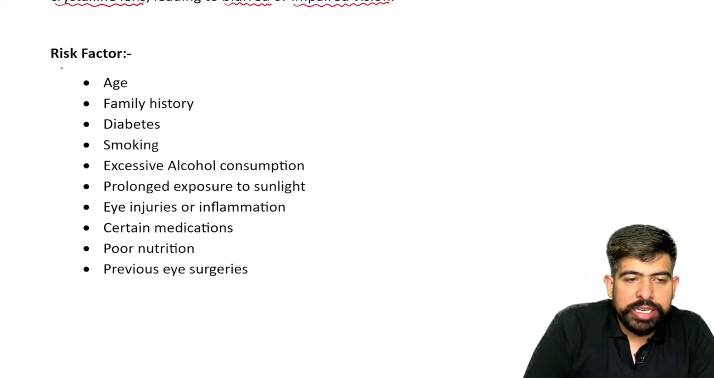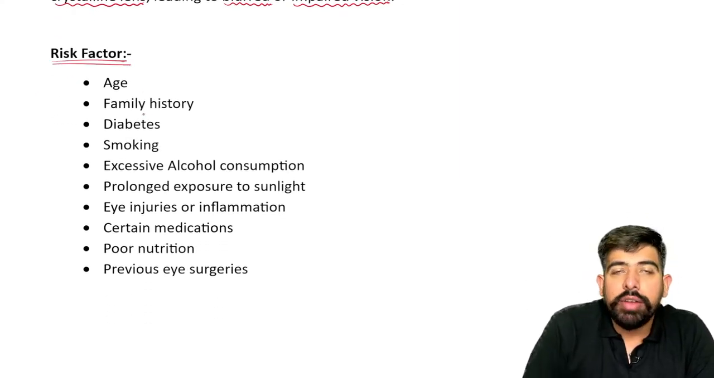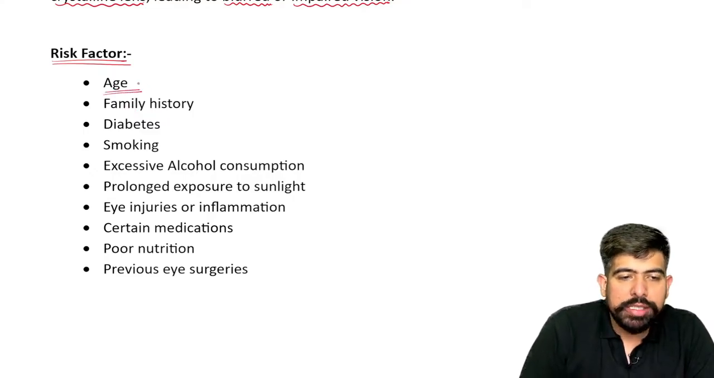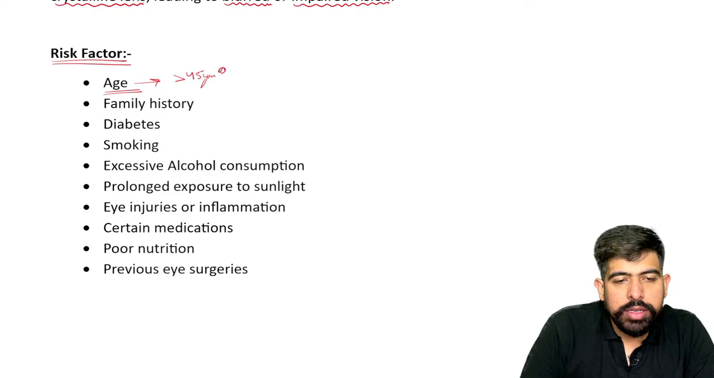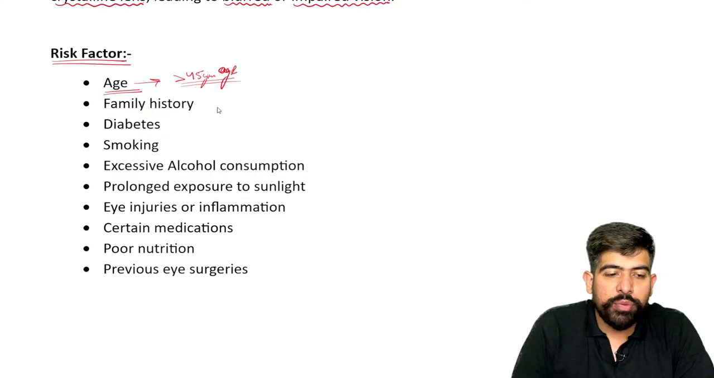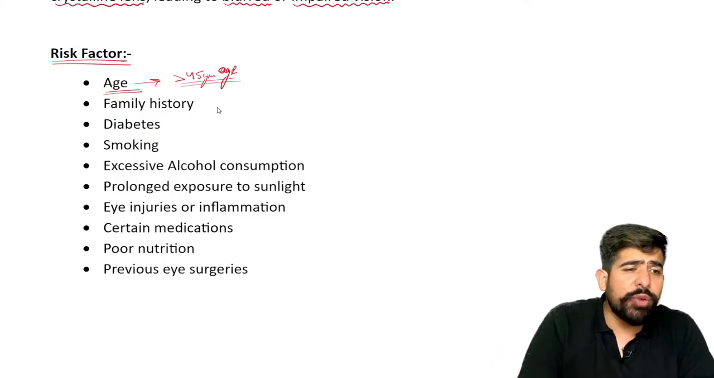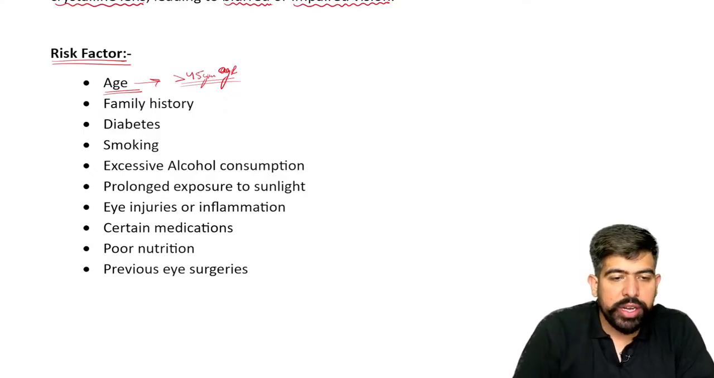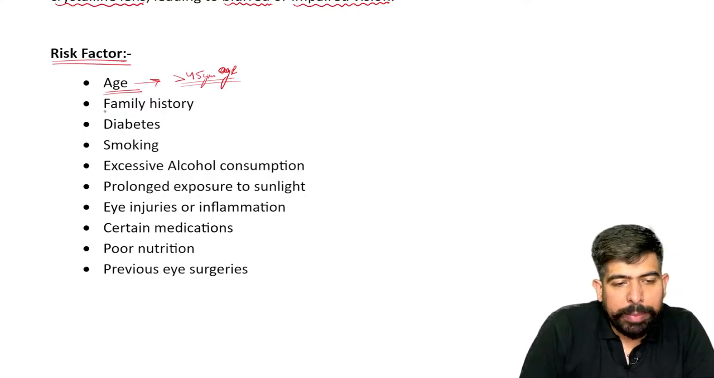Now, what are the risk factors for cataract? Please remember, there should be age, as we already said here, more than 45 years. The age should be more than 45 years, so this is mandatory. If it is less than 45, then we call it juvenile cataract. That is different. Now, of course, there will be family history.